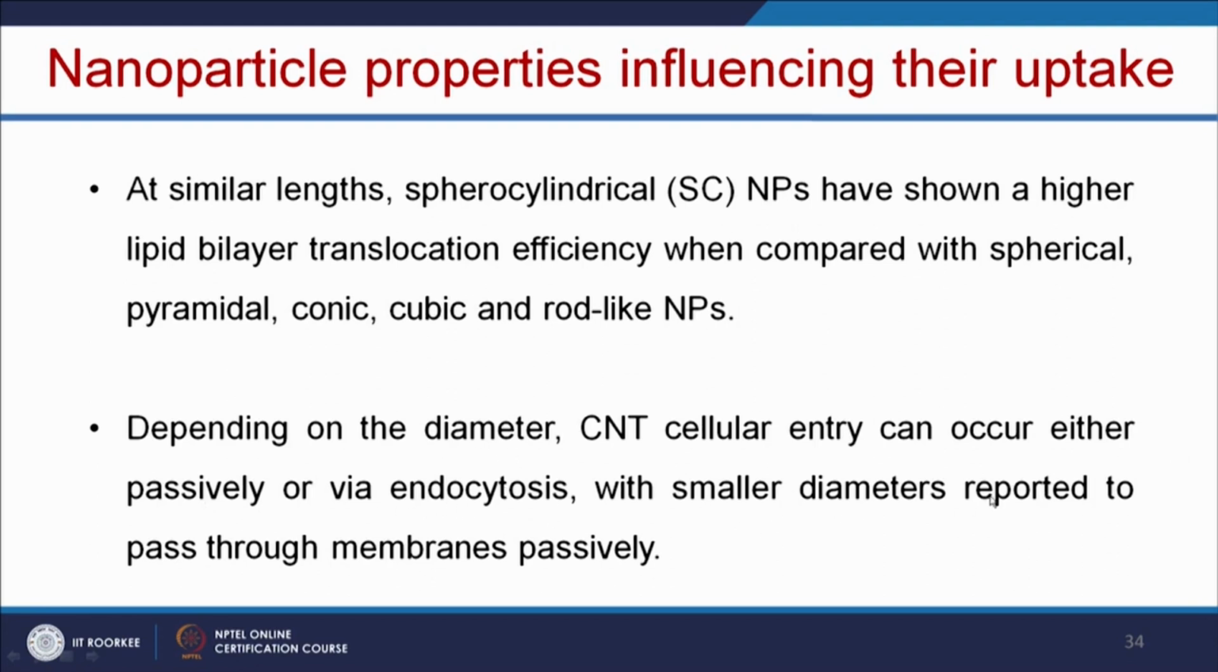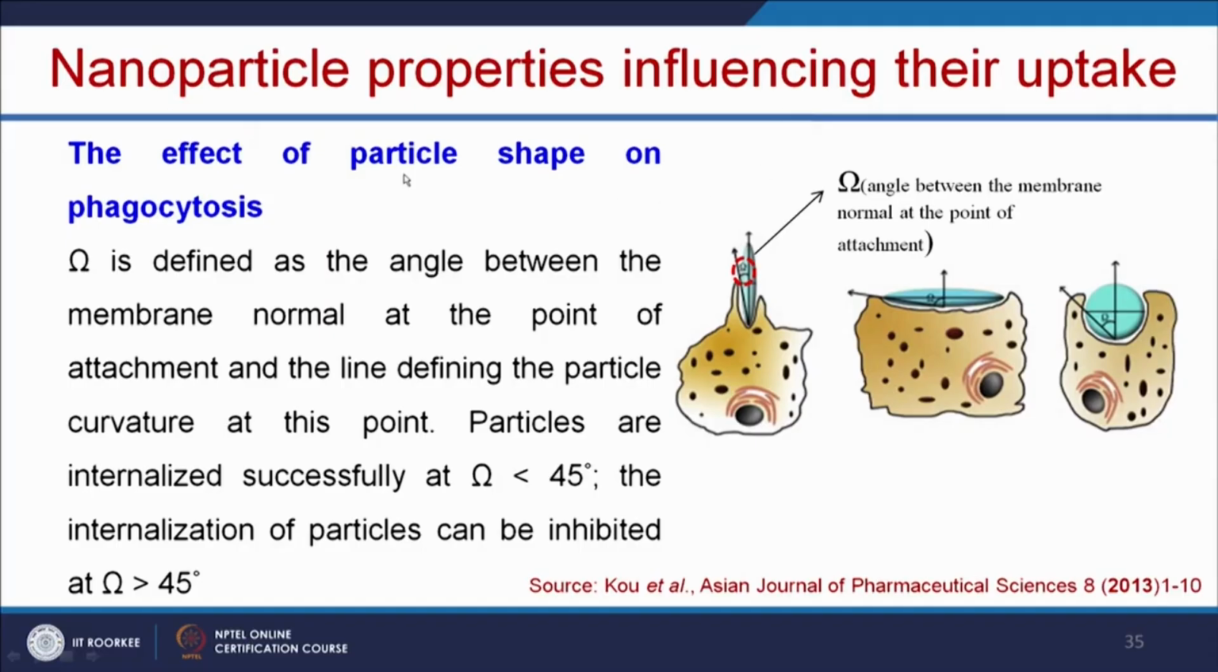Smaller diameters are reported to pass through the membranes passively. And when you use carbon nanotubes or nanorods, depending on the size and diameter of the nanoparticles or nanorods, they can select the particular pathway to enter into the cell. So let us see the effect of particle shape on phagocytosis. This omega is an angle between the membrane normal at the point of attachment. If the omega angle is less than 45, the particles can be internalized successfully, and if the omega angle is more than 45, the internalization of the particles can be inhibited.